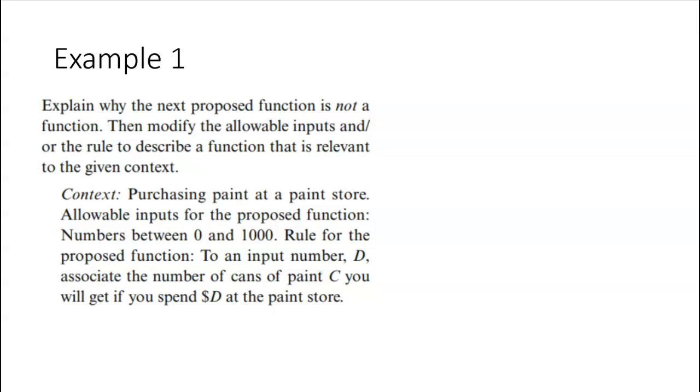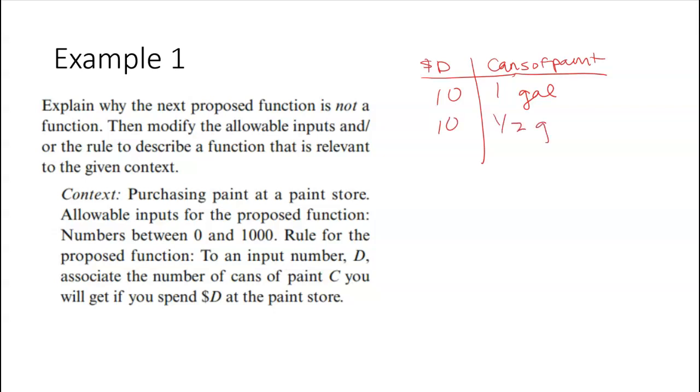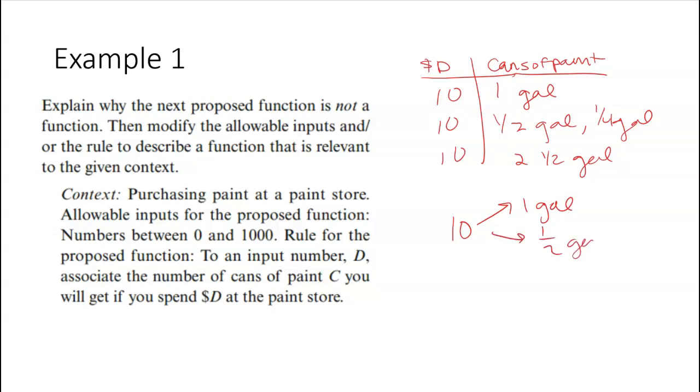Let's think about this for a second. You're spending D dollars and you're getting C cans of paint. Right now any number from 0 to 1,000 goes in. Let's say you spend $10. Maybe you get 1 gallon of paint. Maybe you spend $10 and you get half a gallon and a quarter of a gallon. Maybe you spend $10 and you get 2 half gallons. Do you see here how one input, if we were to do a mapping diagram, would kill the frogs, as we said in the other video? We're going to way too many different outputs here. You remember, you can only go to 1. That's why this is not a function.